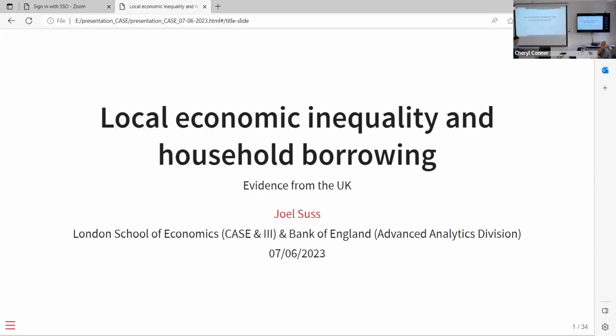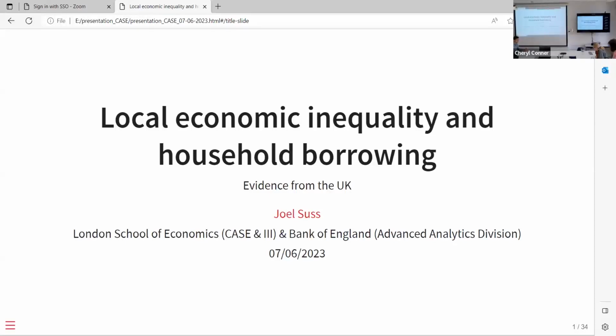So Joel is a research data scientist in the Advanced Analytics Division at the Bank of England. He did his PhD here at LSE in the Department of Psychological and Behavioural Science and finished a couple of years ago in 2021. His work uses large data sets and computational methods to measure economic inequality at granular spatial levels. An example of this is bringing together house price data and small area income estimates to measure inequality at the neighbourhood level. So using local measures to better approximate how inequality is experienced, Joel's research explores the consequences of economic inequality for social and economic behaviours.